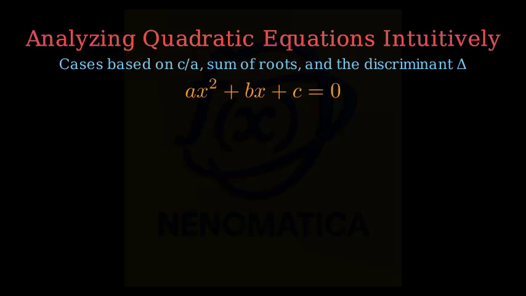Two key facts guide us. By Vieta's formulas, the sum of the roots equals negative b over a, and the product equals c over a. The discriminant, delta equals b squared minus 4ac, tells us whether the roots are distinct, repeated, or non-real.